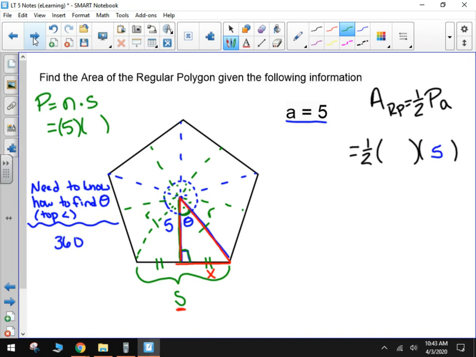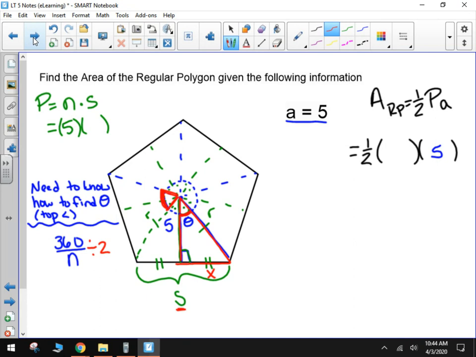So what you can do to find it is just divide by the number of sides. When you divide by the number of sides, that will give you this whole angle here, this piece for one triangle. But remember, theta is half of that, so I have to divide by 2. Theta is only half of the whole. So to find that top angle, to find theta, I take 360, divide by the number of sides, and then I divide by 2.